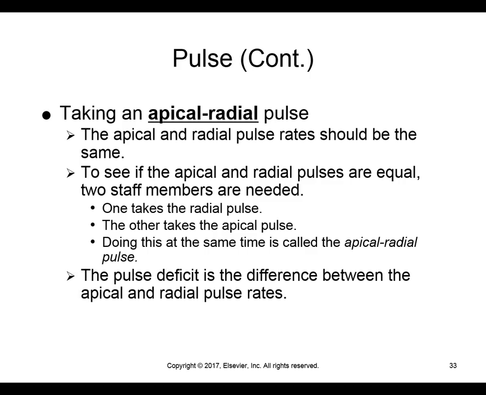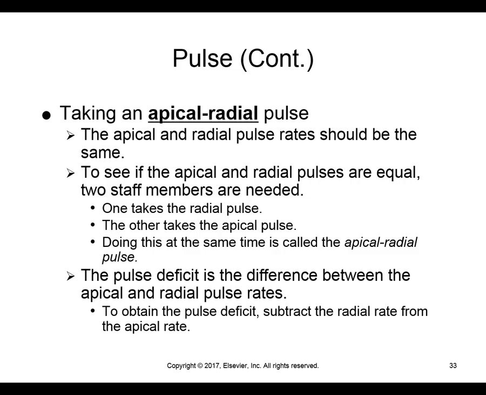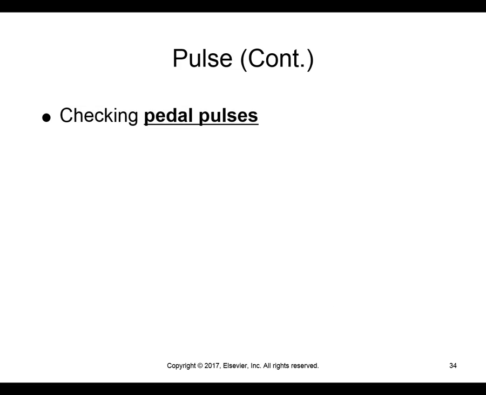The pulse deficit is the difference between the apical and the radial pulse rates. And like I said, it's generally because there are skip beats or irregularities in the patient's pulse. To obtain the pulse deficit, you subtract the radial rate from the apical rate, and that will give you your pulse deficit. Since this is not done very frequently, I wouldn't take notes on that, but I would have notes on the other slides related to pulse.